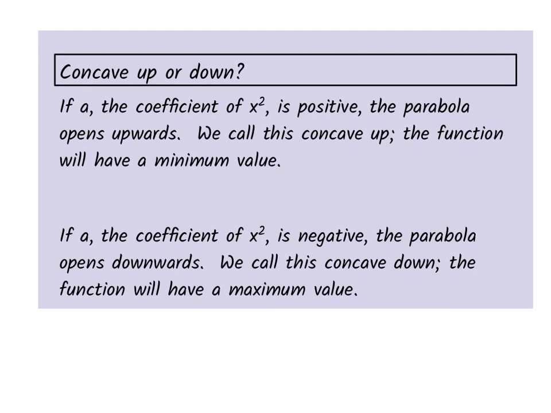Is this concave up or concave down? So if a, which is the coefficient of x squared, is positive, the parabola will open upwards, like so. We call this concave up, and the function will have a minimum value. So this is your minimum value. It reaches a low point, and then it heads back up again. Okay, it's like the turnaround point, but it's going to be at the bottom of the U.